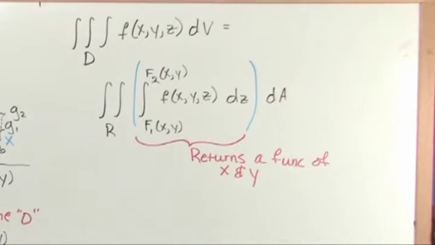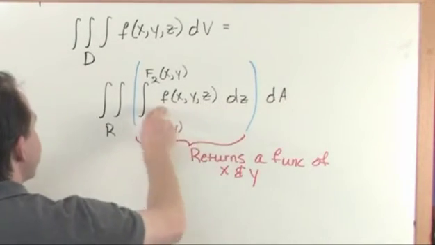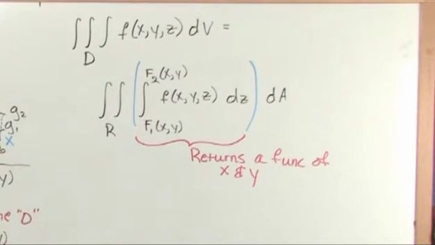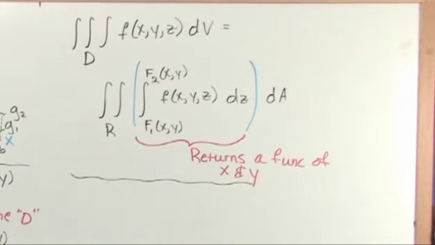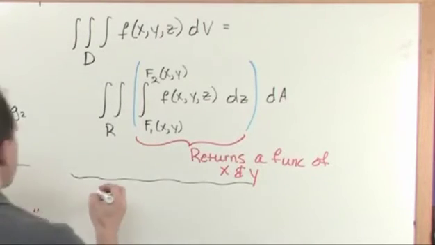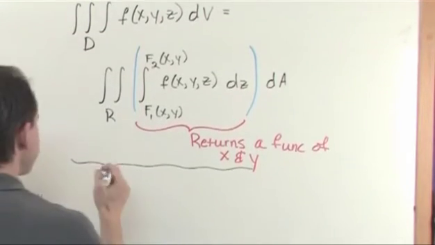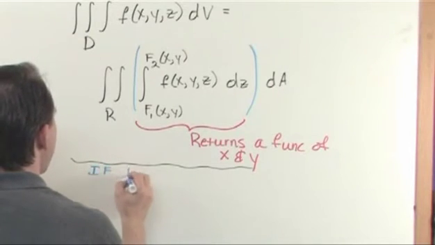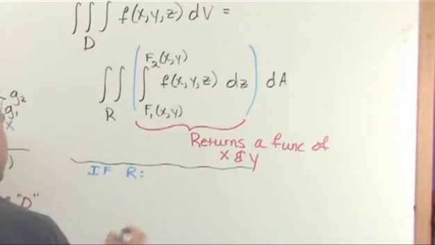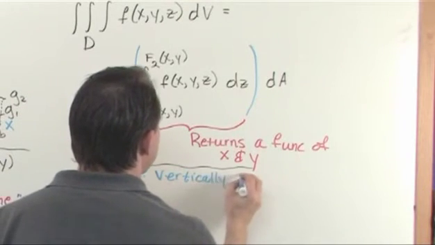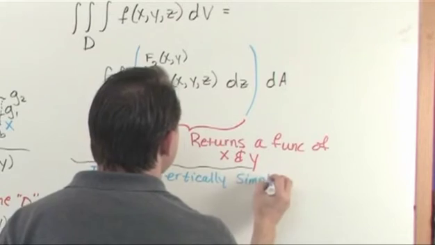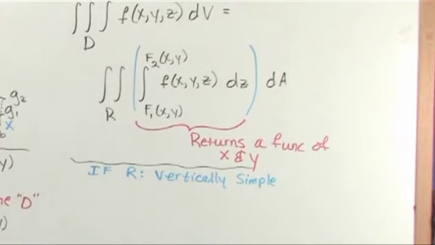So let me go ahead and expand. Now that you know what this is, let me write the whole thing in its full glory to show you what you're actually going to be doing in your problem. So if R, let me switch colors here, if the region R in the xy plane is vertically simple, then we're going to have a certain form, and if it's horizontally simple, we'll have another form.